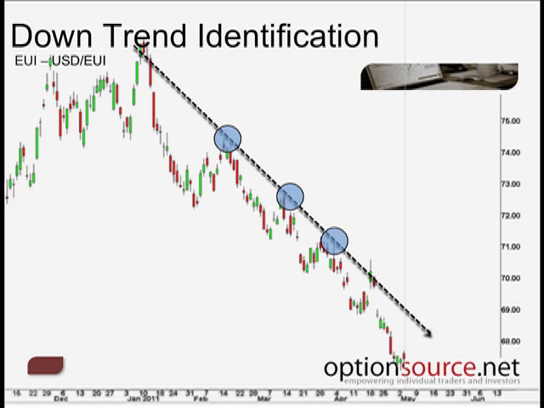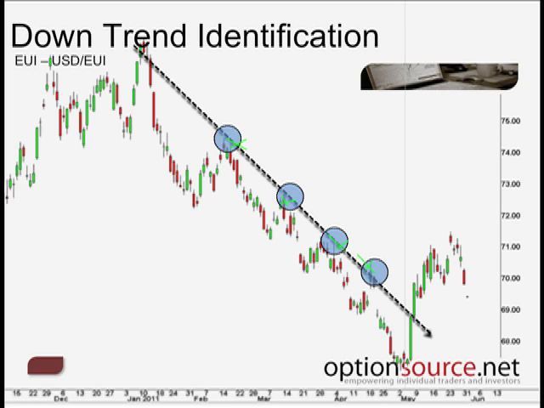And you can see that on a number of occasions we've seen these tests of this very well-defined trend line that have suggested to us that the path of least resistance is to the downside, and that the consideration is that until we see technical evidence suggesting otherwise, the U.S. dollar is weakening against the euro. Well, just over the last month or so, we've actually seen a change in direction.